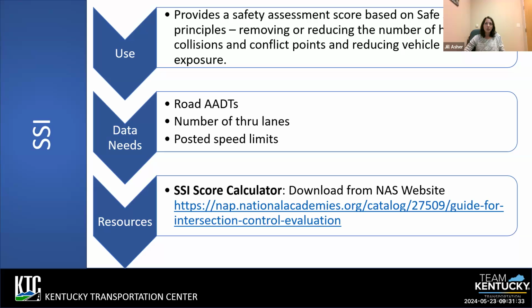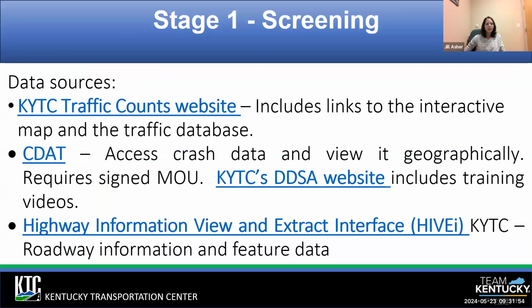It has very few inputs, but it has a lot of stuff going on in the background. You can input your road AADTs, the number of through lanes, and the posted speeds, and that's really the only required input. There's some optional information you can provide as well. And again, you can download it from that same website. And so these are some of the websites, and there are links if you have this PDF, that provide some of the data that you'll need to go through that stage 1 process, in addition to the downloads.